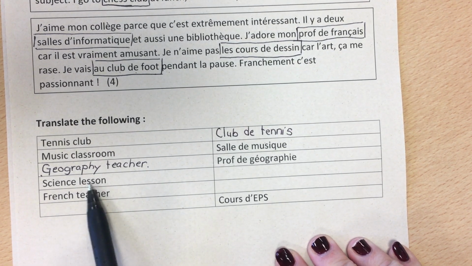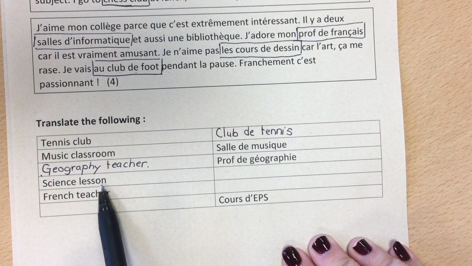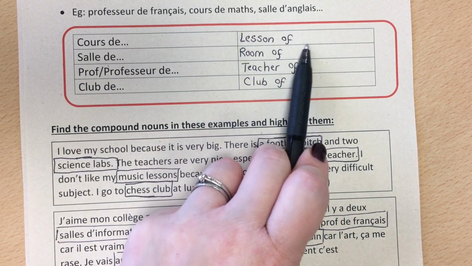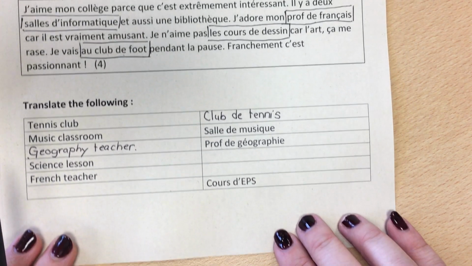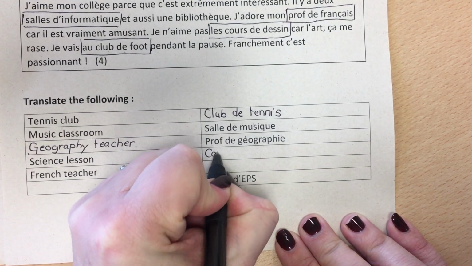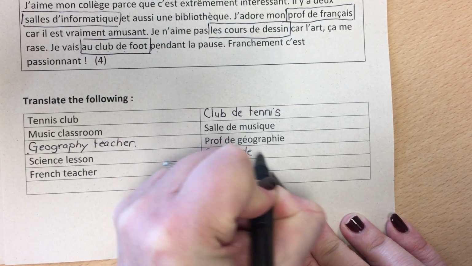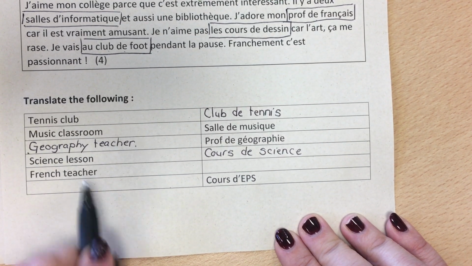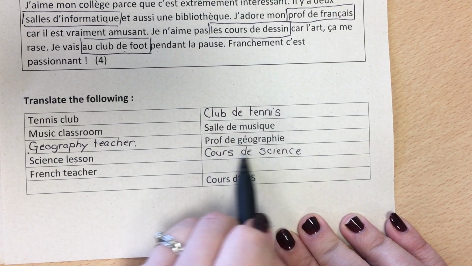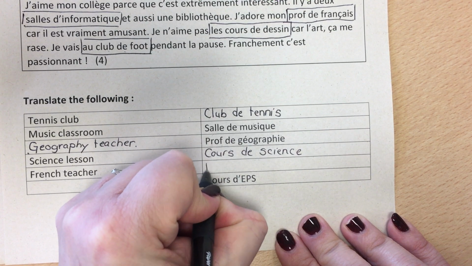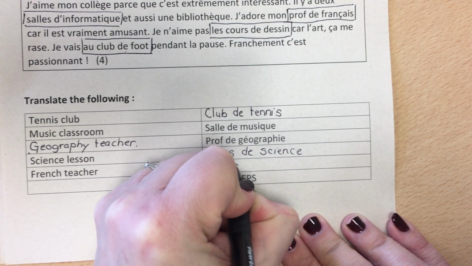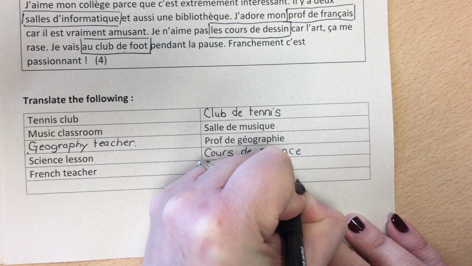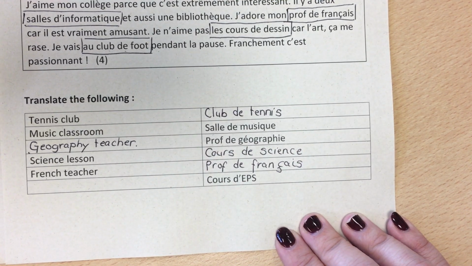All right, we're going to look at this one, science lesson. So we know we're going to want to say lesson of science. We're going to go to the top and check, how did we say lesson of? That was a cours de, wasn't it? So, cours de sciences. There we go. French teacher is going to be my teacher of French. I've got a teacher of geography here. That's going to help me. So we're going to say prof de or professeur de. And this time it's French, so we're going to say français. I'm sure we're really confident with our school subjects by now at this point in the booklet.